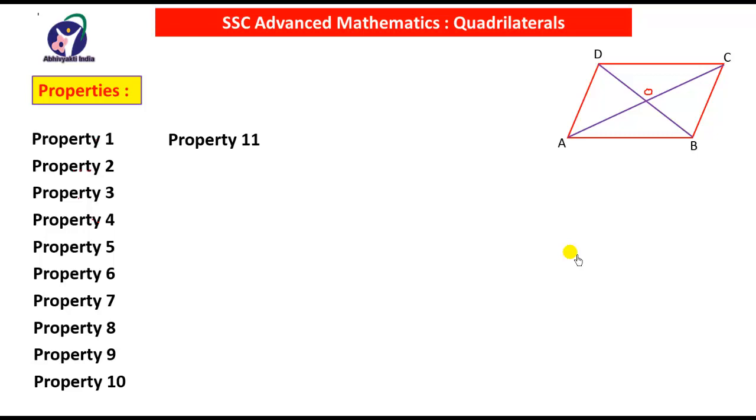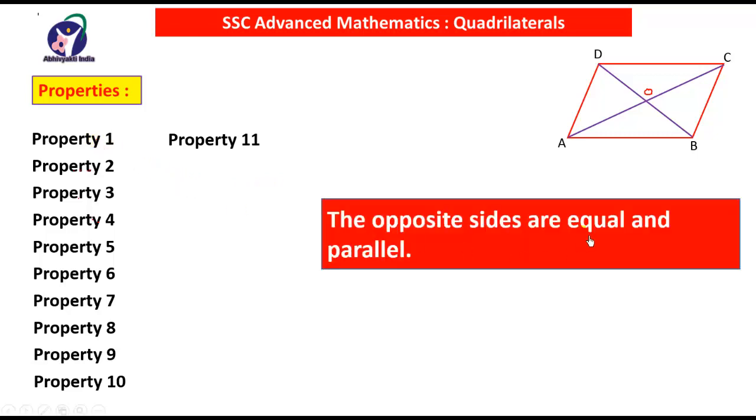Now let us start with the properties of parallelogram. Let us see the first property. The opposite sides are equal and parallel. Here ABCD is a parallelogram, and the first property states that the opposite sides, that is AB and DC, are equal and parallel, and also AD and BC are the opposite sides, and these opposite sides are equal and parallel.